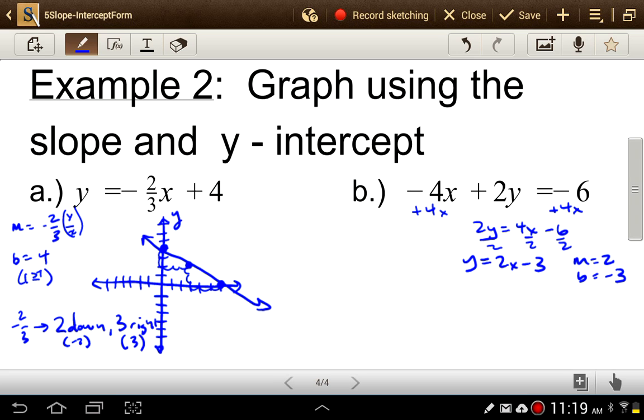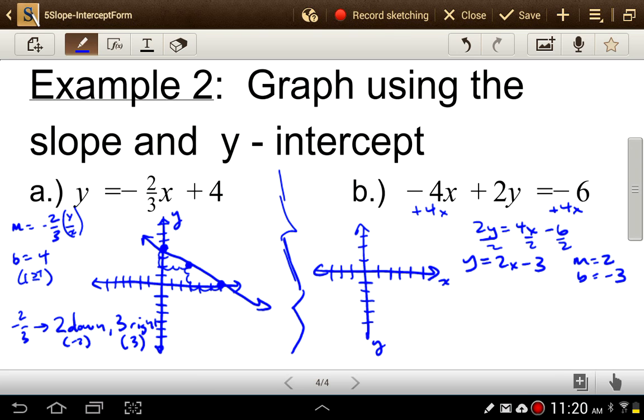So again, I'm going to graph this. Okay, I make my x and y axis. Give me some more room on the bottom here. Remember, when you make your graphs, they don't have to be equal tick marks on each side. Okay, so there's my graph. So I got my x and y axis.